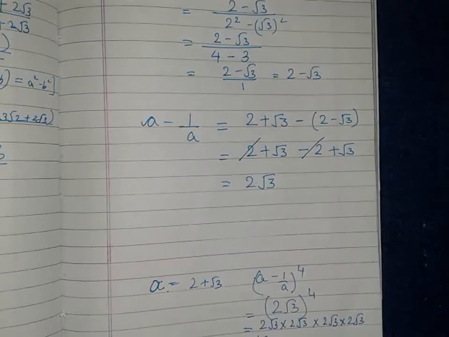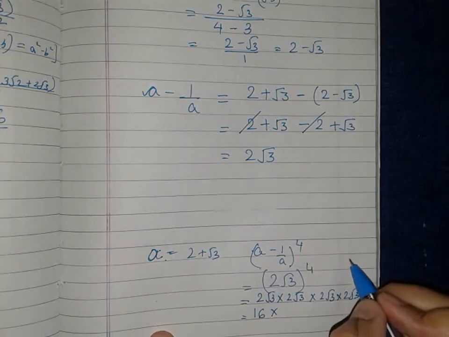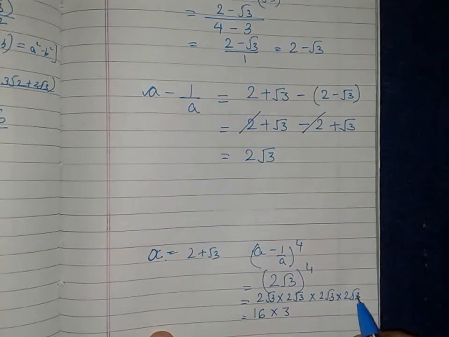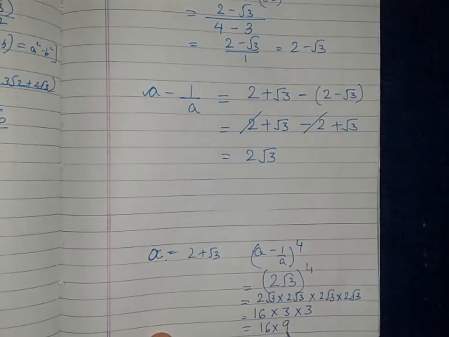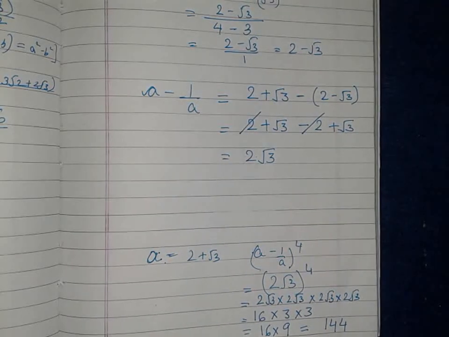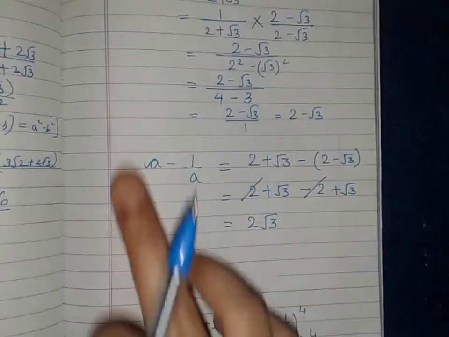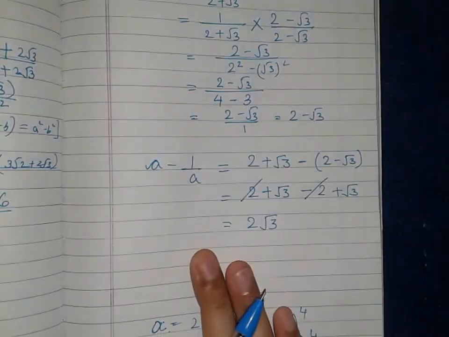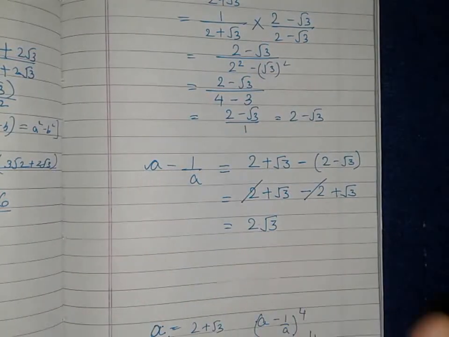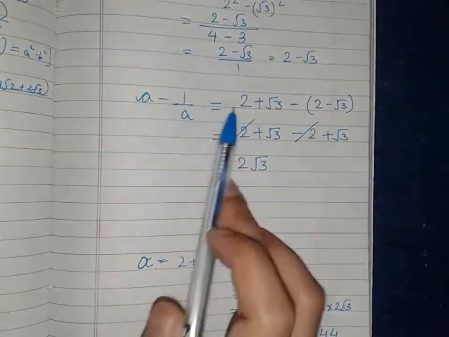16. Now look at 3's. Under root 3 into under root 3 is 3. And under root 3 into under root 3 is 3. So this will be 16 into 9. That is equal to 144. This is how you solve such type of questions. First find 1 upon a, subtract or add them as the question says, and then put the power. Don't start solving with these values directly.